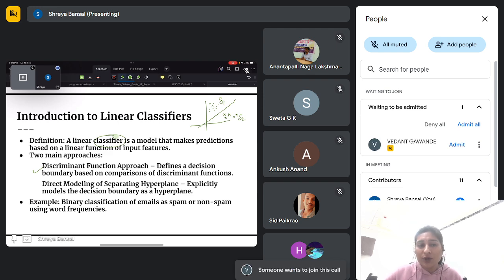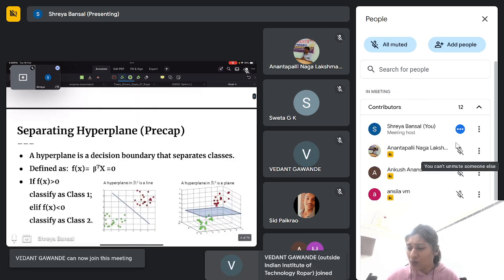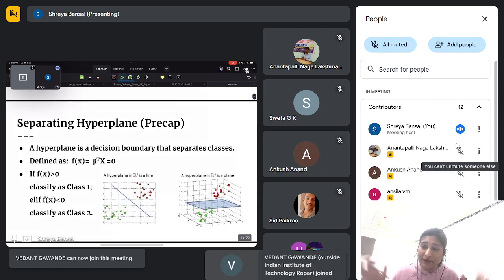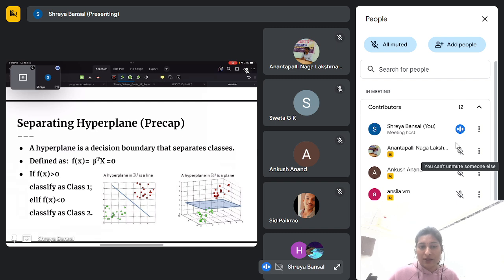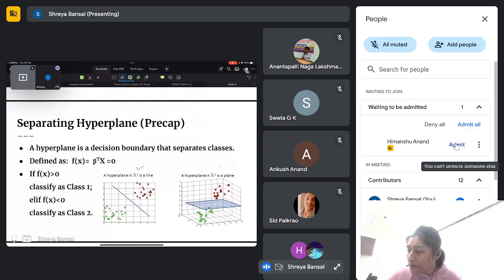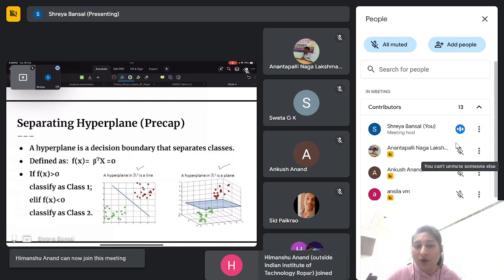Now we are going to see how to model this hyperplane. Let's start with what a hyperplane is first. As we discussed in the last session, the hyperplane is the decision boundary. As you can see from this figure, the first figure is an R2 plane in which the hyperplane is in the form of a line. The second figure is a 3D space in which the hyperplane is a 2D plane.